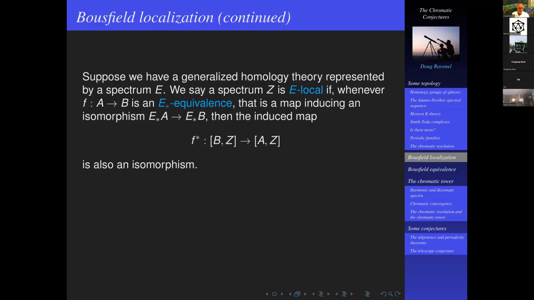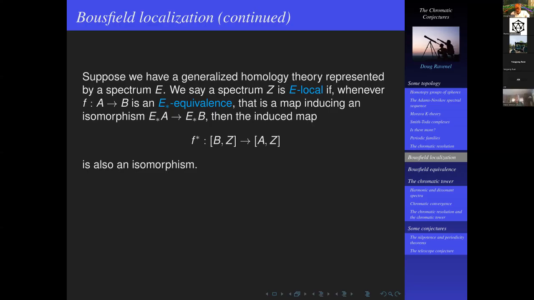Now, F is a map from A to B that induces maps going the other way between the things indicated here. If you have a map from B to Z, you can pre-compose it with F and get a map from A to Z. So that's what this map F upper star means. Okay, so the condition: we say that a spectrum Z is E local if whenever you have a map like this inducing an isomorphism in homology, it also induces an isomorphism in these groups here. That's what it means to be E local.